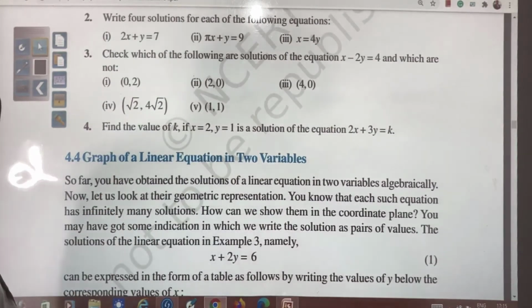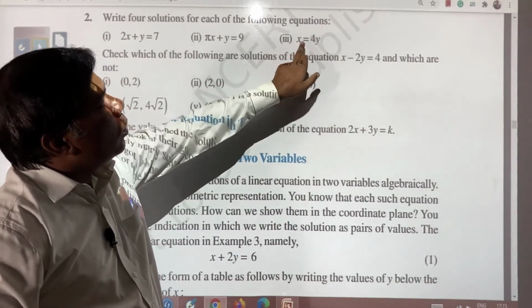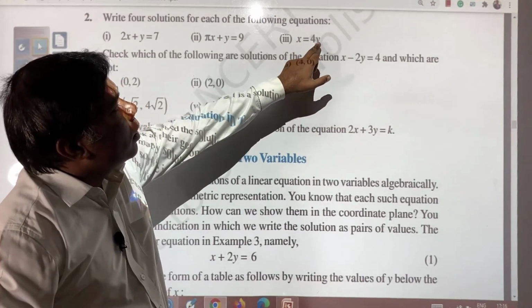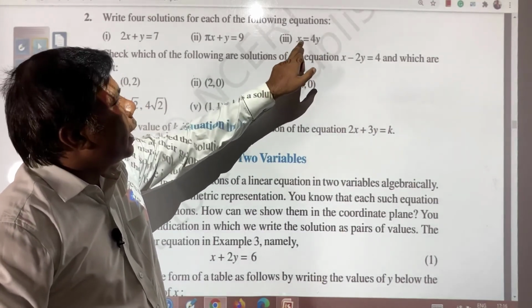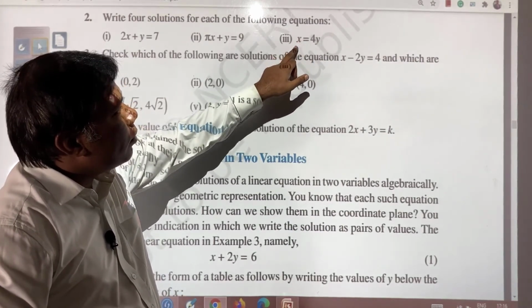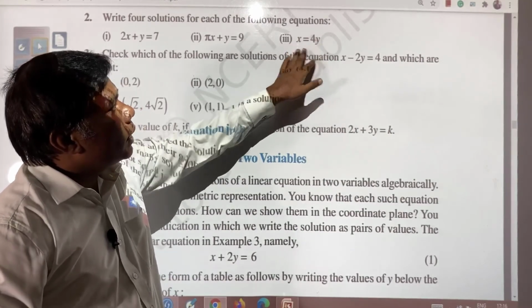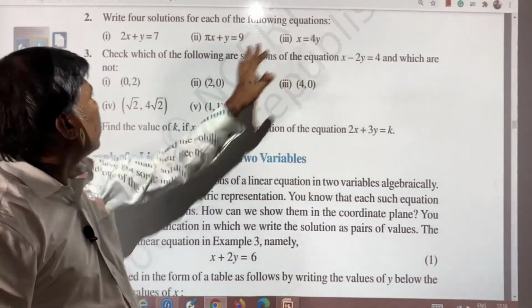In the same way, this question can be solved. Just you assume x is equal to 0. So y will be what? 0. X is equal to 1, y will be equal to 1 by 4. X is equal to 2, y will be 2 by 4. In the same way, you just need to find it.